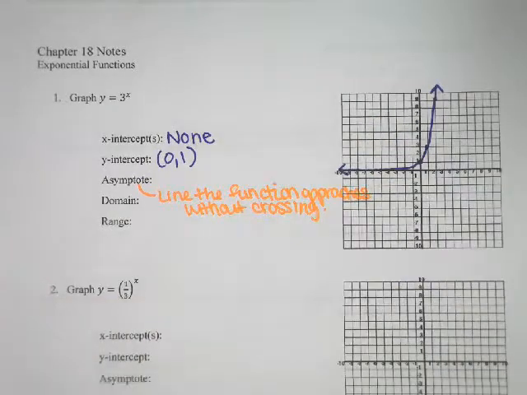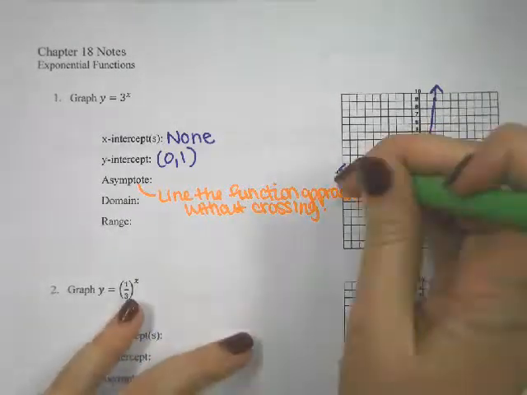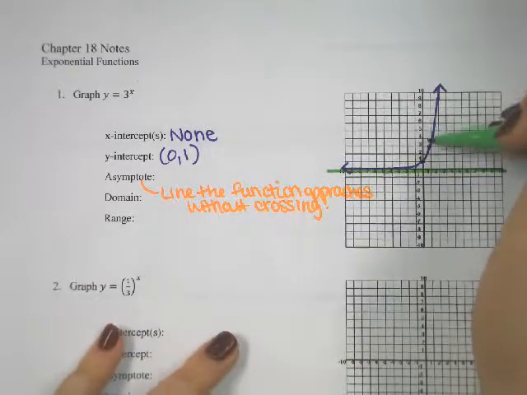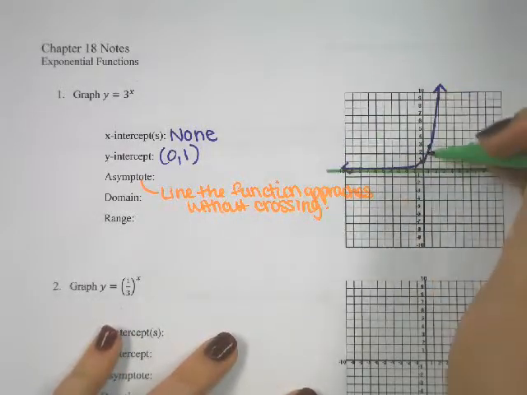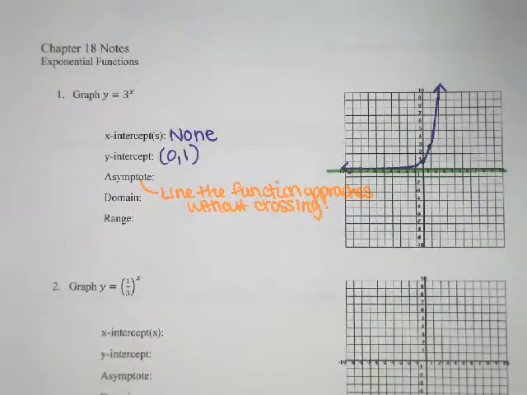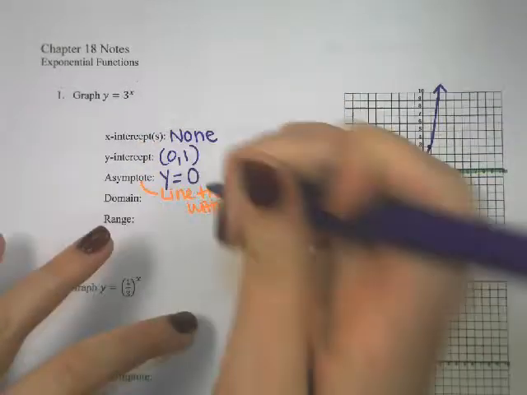In this case, we have a horizontal asymptote. So our horizontal asymptote goes right along the x-axis. As our function comes down, it gets very close to the x-axis and approaches it as x gets very, very small. It does not cross that line. So our asymptote here is a horizontal line of y equals 0.